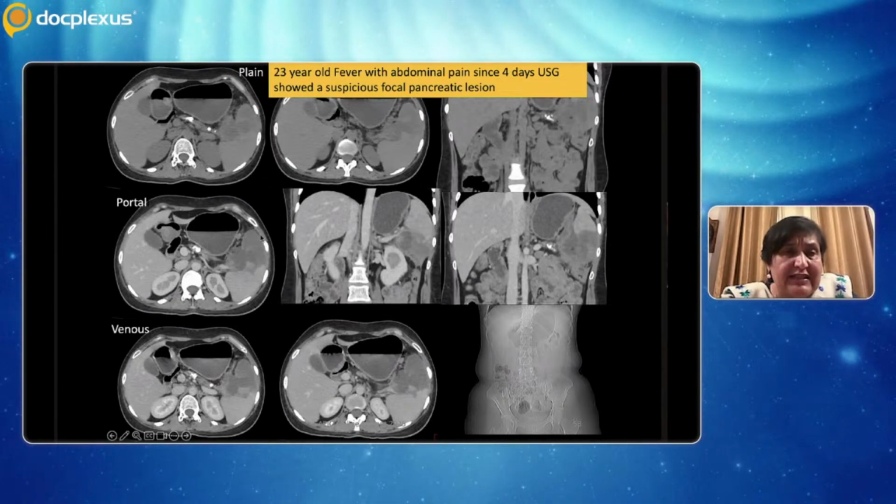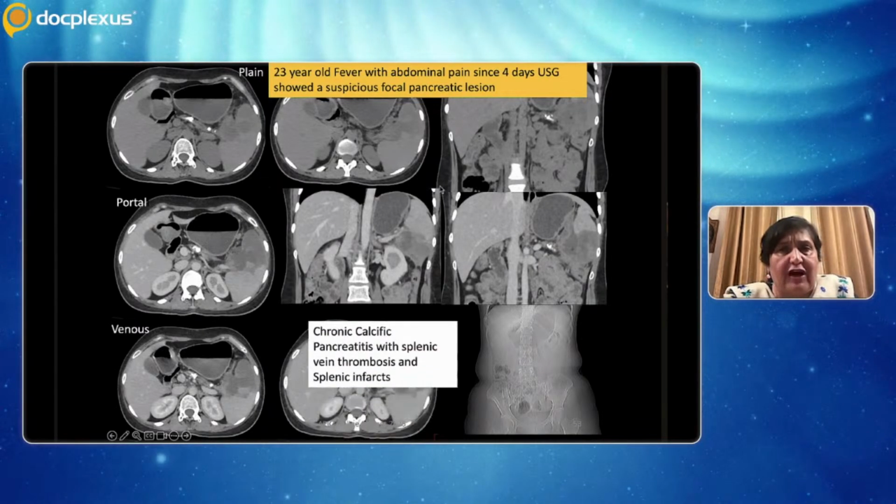But what you are seeing is that the spleen is showing multiple focal areas within it. And she also had a poorly visualized splenic vein near the hilum, suggestive of splenic vein thrombosis. So this was a patient with pancreatitis who developed splenic vein thrombosis and developed splenic infarct subsequently.